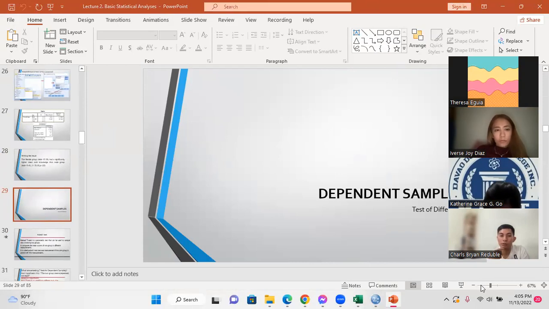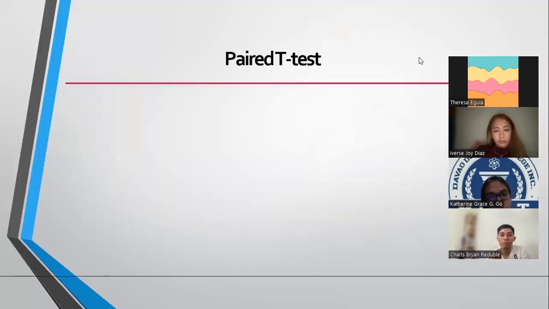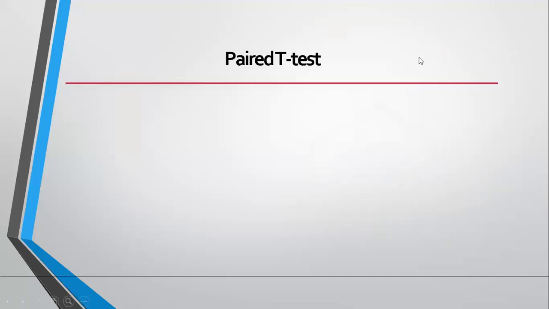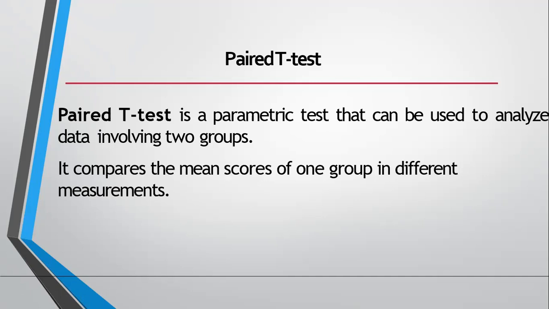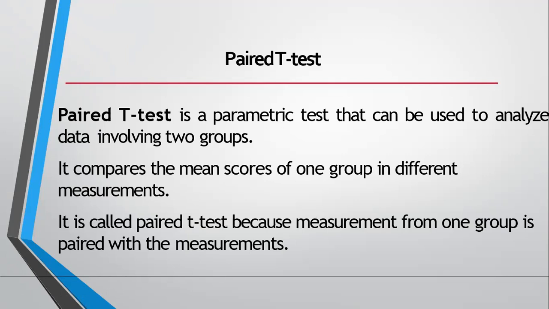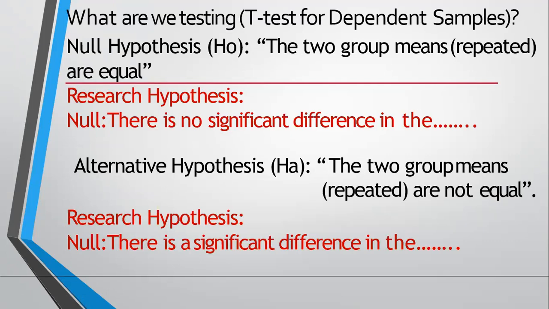Okay, so dito na tayo sa dependent samples t-test. Dependent sample t-test. So the parametric test is the paired t-test. Paired t-test is a parametric test that can be used to analyze data involving two groups. It compares the mean scores of one group in different measurements. It is called paired t-test because measurements from one group is paired with the measurements.